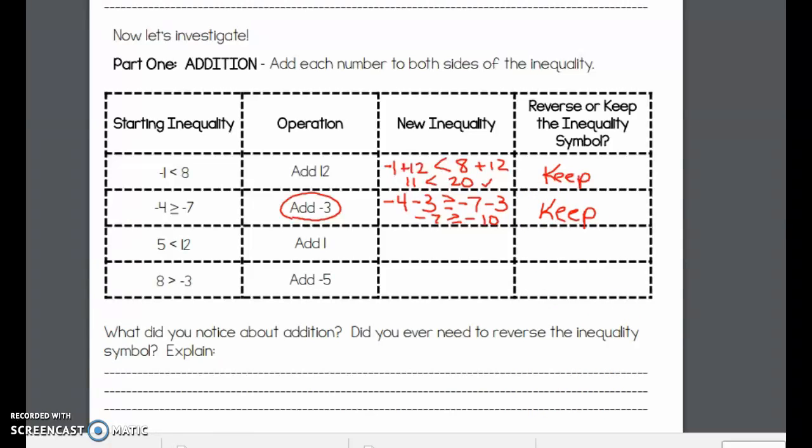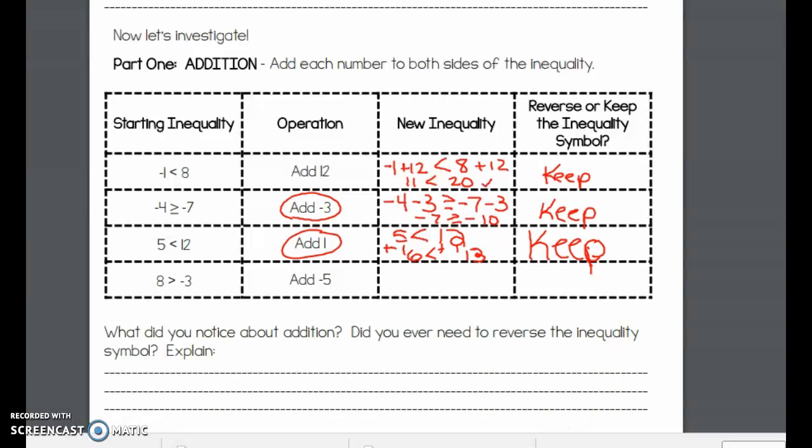Rocco is going to explain the next one. Tell us what to do here, Rocco. Okay, so 5 is less than 12, so you're supposed to add 1. So 5 plus 1 is 6, and then 12 plus 1, whoopsie, is 13. And 13 is greater than 6, so you keep. Good. In other words, 6 is less than 13, right? Yeah. Good. That's okay. No, you're fine. Try the next one.